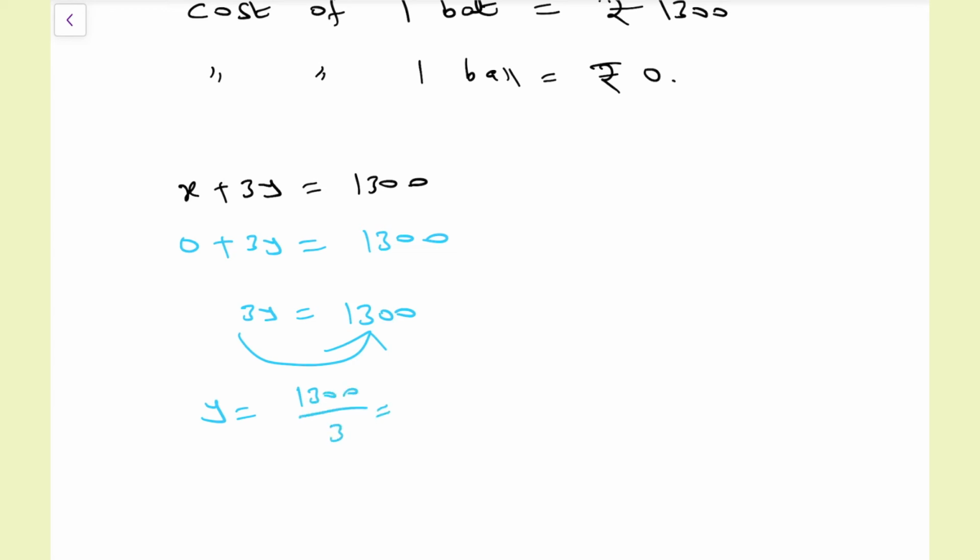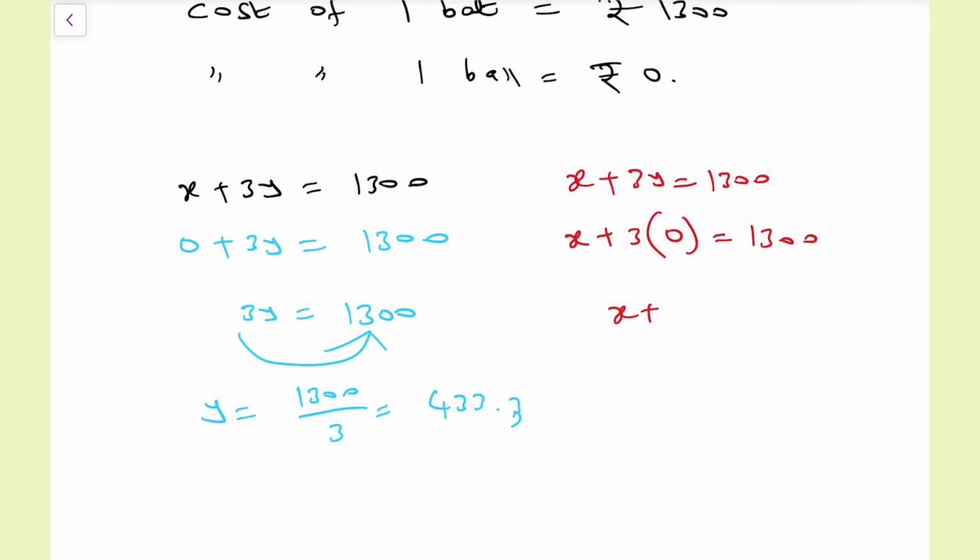What is 1300 divided by 3? It is 433.3. Next, same equation, x plus 3y equals 1300. Now, in the place of y, substituting 0: x plus 3 into 0 equals 1300. 0 is not necessary, so if we remove it, x value is 1300.